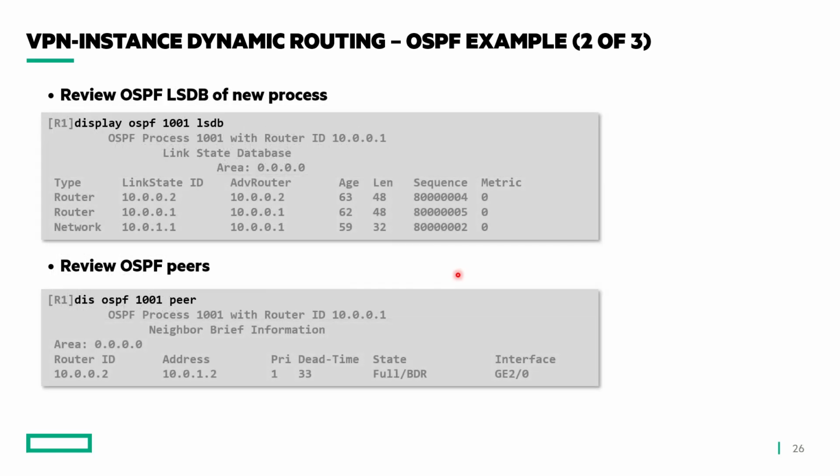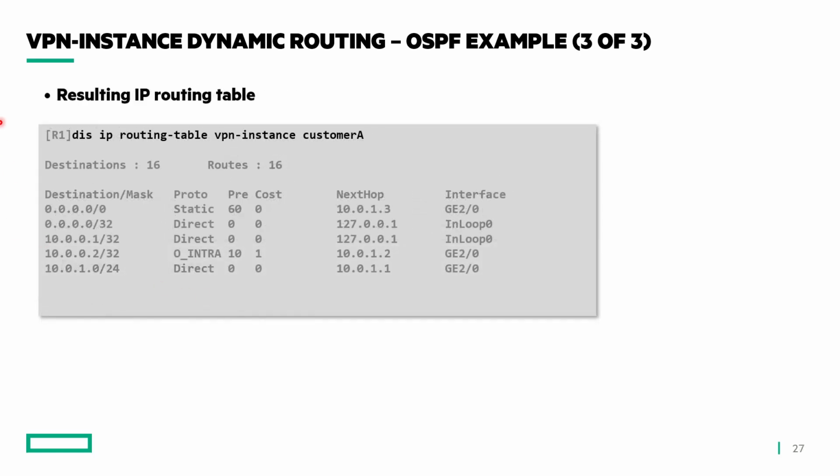We can view display OSPF process 1001 that's mapped to the VPN instance customer A in our case, and we can look at the link state database. You can look at the peer. Again, peers might not be aware of instances at all, but your core switch normally will have the instances configured on them. And then we can see display IP routing table for that VPN instance. You can see whatever is configured in that VPN instance.